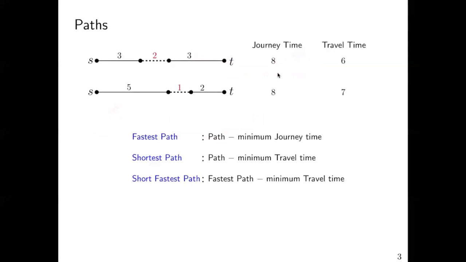Now let us look at the many paths from a source vertex to a destination vertex. Among all such paths, the path whose journey time is minimum is referred to as the fastest path, whereas if we choose a path whose travel time is minimum, we refer to it as the shortest path. In this work, we are interested in short fastest paths, which means we want to choose a fastest path whose travel time is minimum.